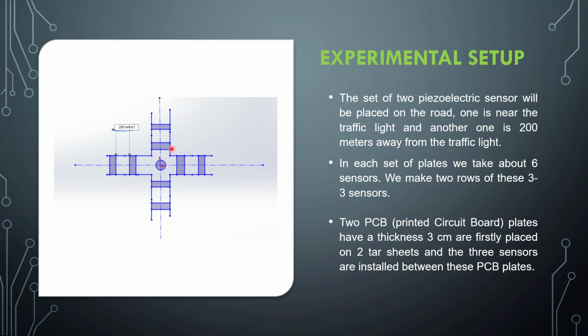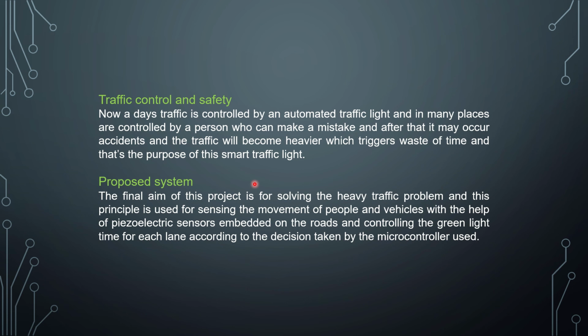Okay, now the printed circuit board plates with a thickness of 3 centimeters are first placed on two sheets, and the three sensors are installed between these circuit boards. Okay, now traffic control and safety, and then we have the proposed system, right?